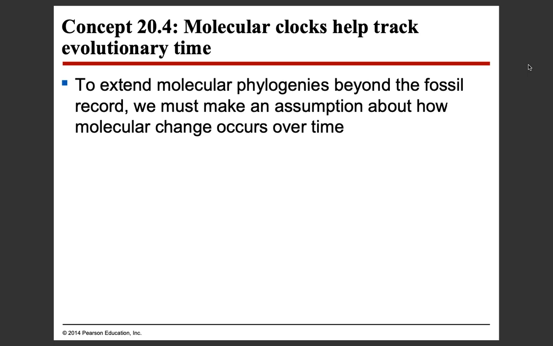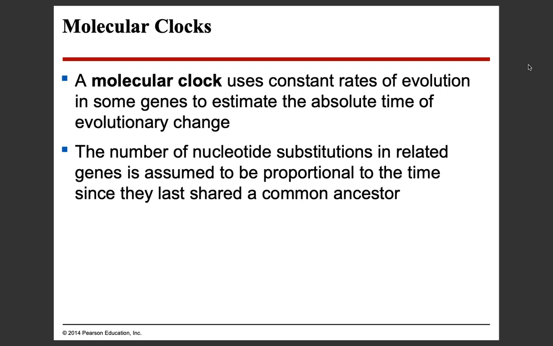To extend the molecular phylogenies beyond the fossil record, you can take into account how the molecular clocks have changed over time. And this is something that's really interesting, a little bit hard to explain. But molecular clocks are basically, you can track what's happening over time based on DNA evidence. The molecular phylogeny is the DNA.